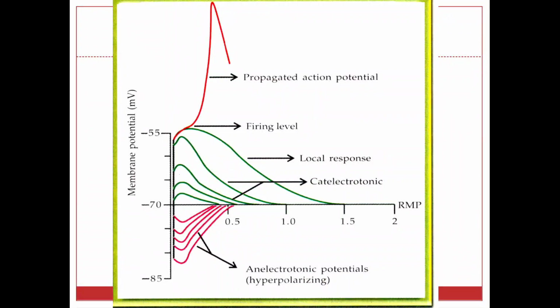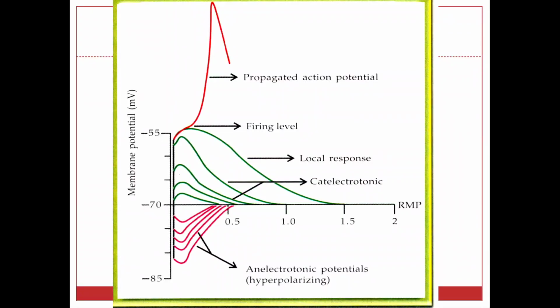As you can see, the type of nerve potential which crosses the firing level is known as propagated action potential. The second type, which we see below the firing level, is known as a local response. The third type, above the resting membrane potential, is known as cat electrotonic potential. The fourth type of membrane potential, which is seen going below the resting membrane potential, is known as an electrotonic potential or hyperpolarizing graded potential.